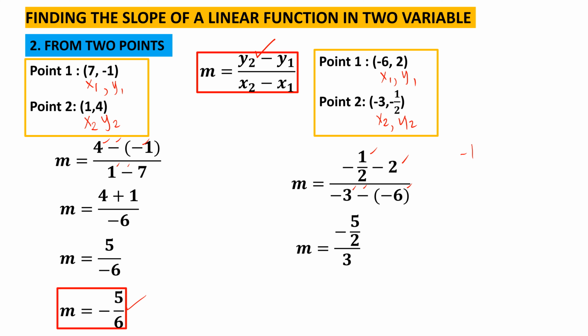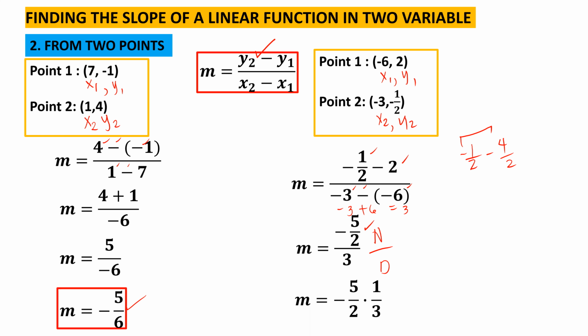Because negative 1 half minus the 2 is also equivalent to 4 over 2. 4 over 2 is equal to 2. So therefore, negative 1 and negative 4 will give you negative 5 halves. And then negative 3 plus 6 will give us 3. Thus, the negative 5 halves over 3 could be simplified in this way.